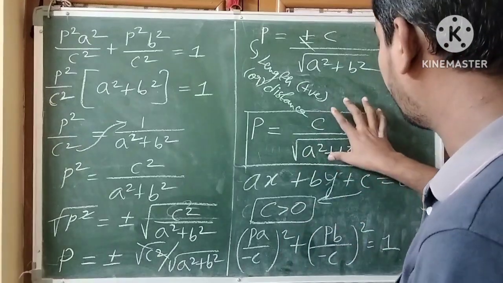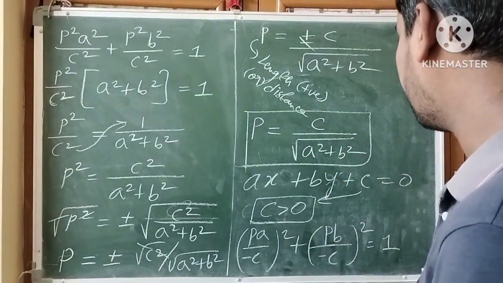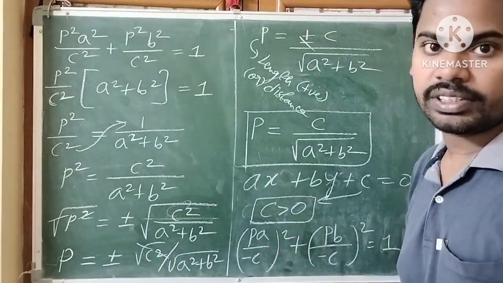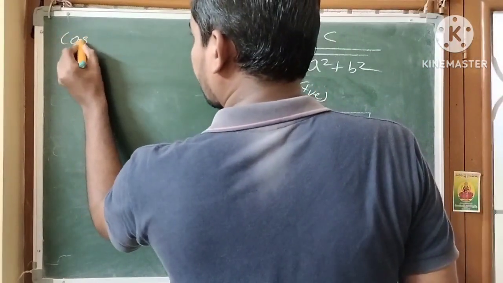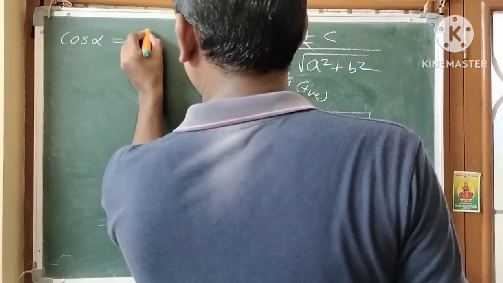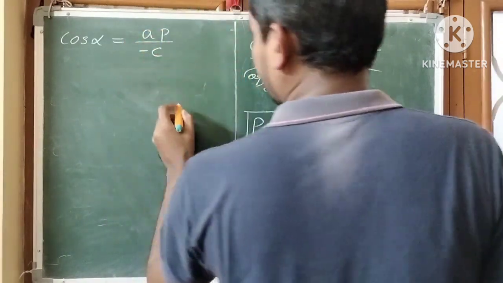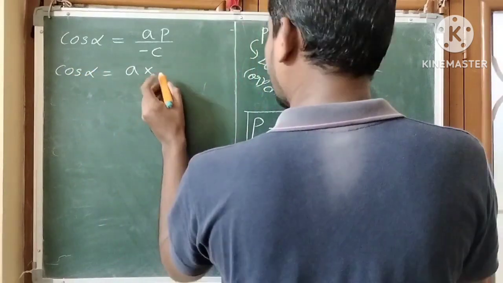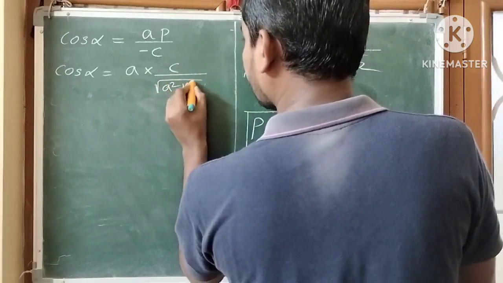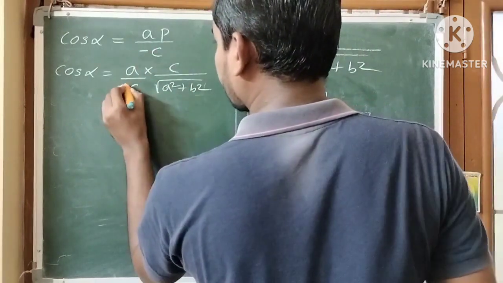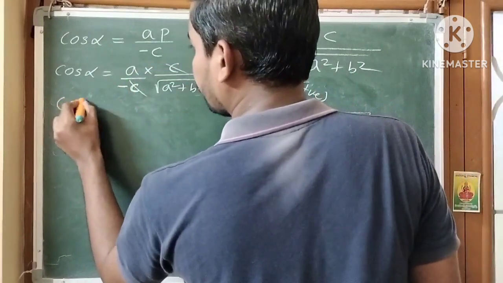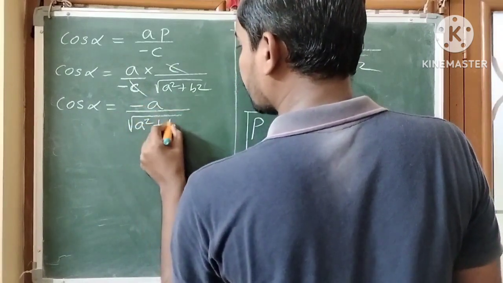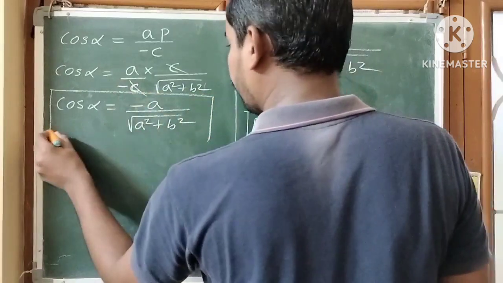So anyhow, now we have the P value. P is equal to C by root over A square plus B square. Let us find the values of cos alpha and sin alpha now in terms of A, B, C. We know that cos alpha is equal to A P by minus C. Now what is the value of P? Cos alpha is equal to A into the P value, here P is C by root over A square plus B square, whole divided by minus C. C gets cancelled. Therefore cos alpha is equal to minus A by root over A square plus B square. So this is the value of cos alpha.